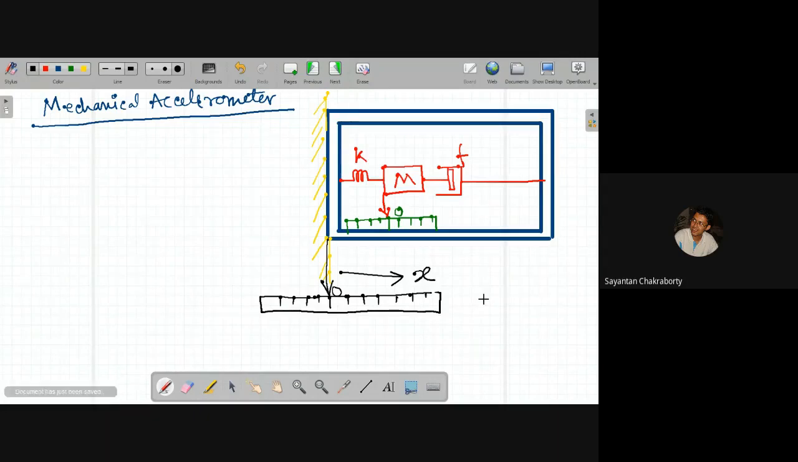Initially, say the entire moving vehicle along with this accelerometer is at standstill. Now, as soon as this entire thing starts moving in this direction, what will happen to this mass? Due to its inertia, it will get deflected in this direction, say by an amount y.